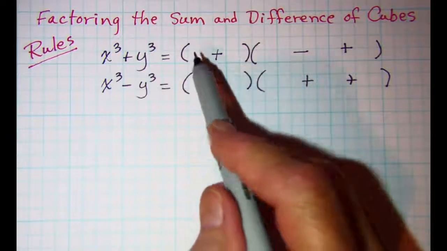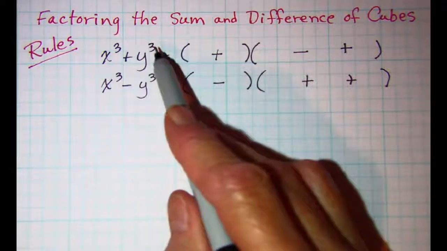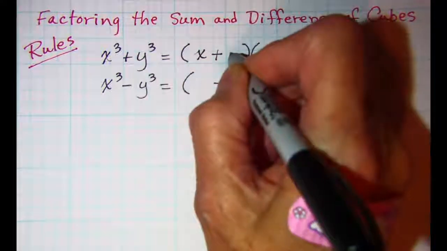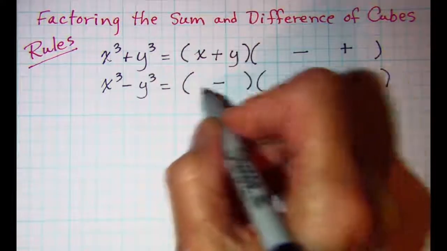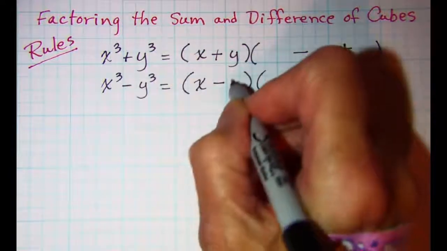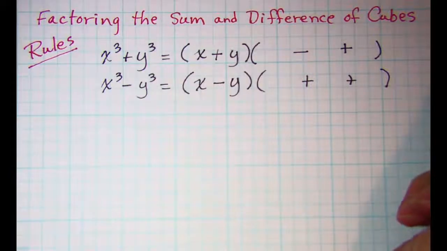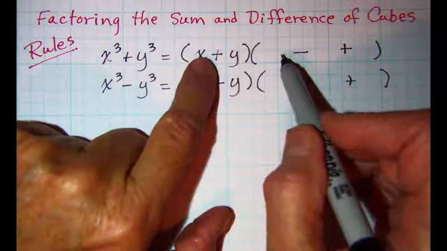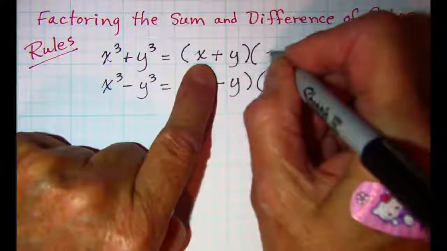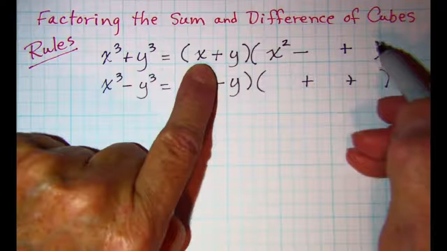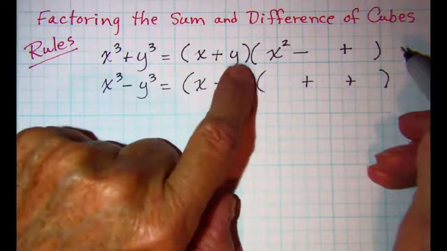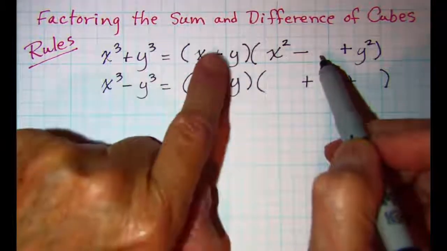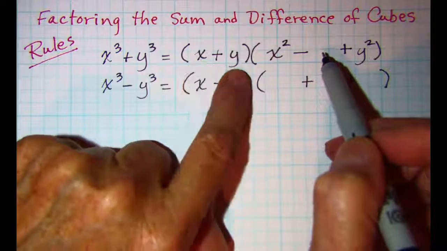Now the terms themselves, in the binomial, we're going to cube root these terms. So the cube root of x cubed is x, cube root of y cubed is y. That's the same for the difference of cubes. So those are both x and y. And then for my trinomial, my first term is the square of this first term, so x squared. My last term is the square of this, so y squared. And the middle term is the product of these two, so x times y.